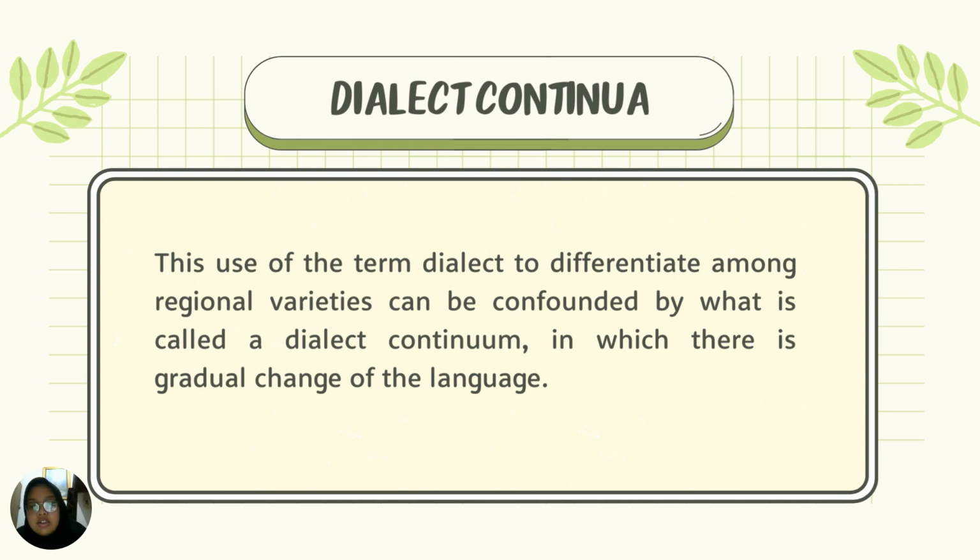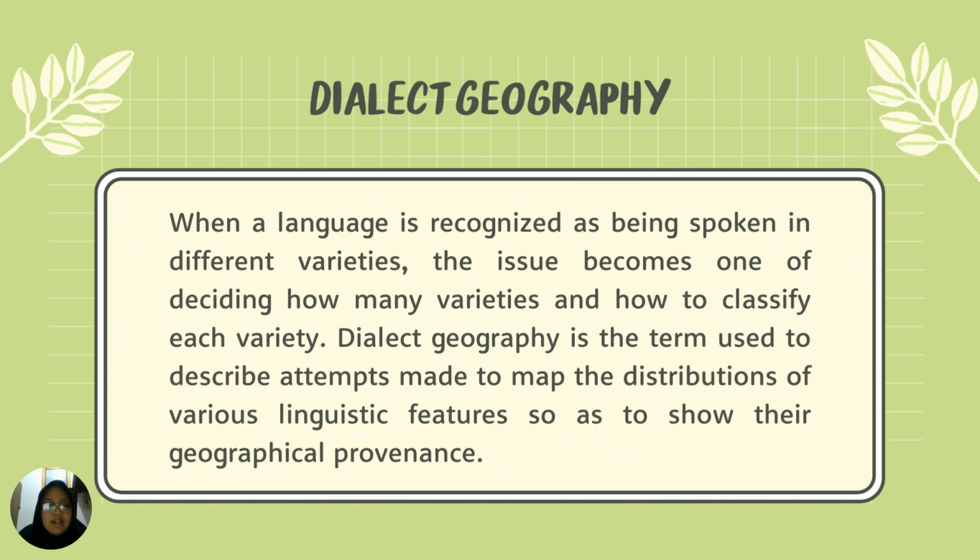The next one is dialect continua. This use of the term dialect to differentiate among regional varieties can be confounded by what is called a dialect continuum, in which there is a gradual change of the language. The next one, we want to talk about dialect geography. When a language is recognized as being spoken in different varieties, the issue becomes one of deciding how many varieties and how to classify each variety. Dialect geography is the term used to describe attempts made to map the distributions of various linguistic features so as to show their geographical provenance.